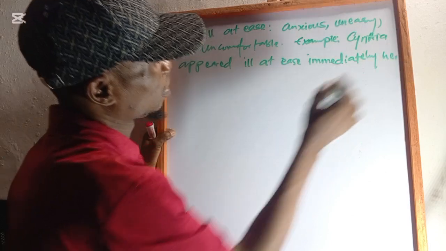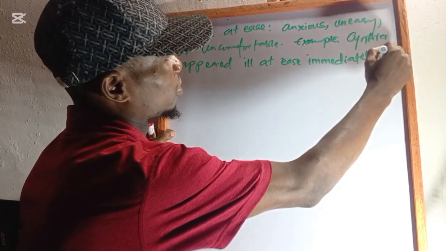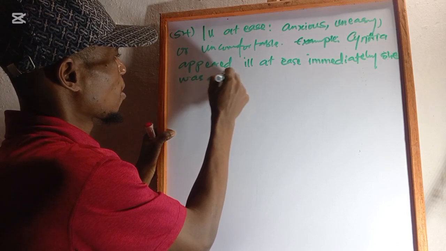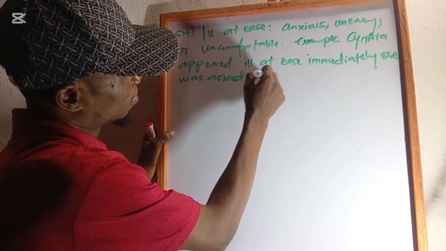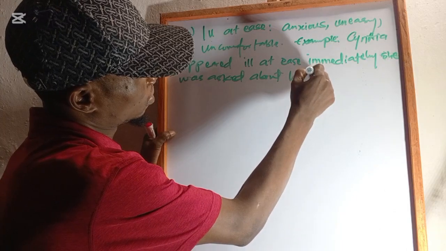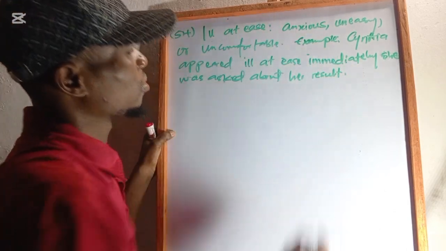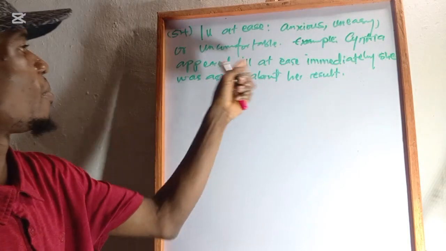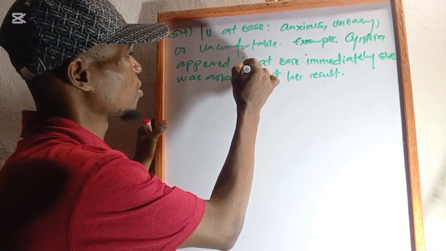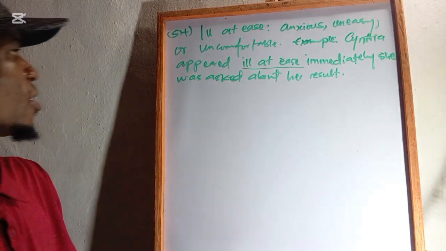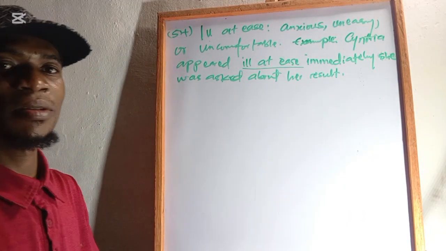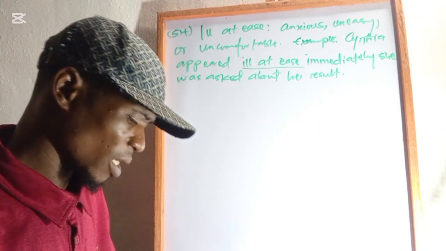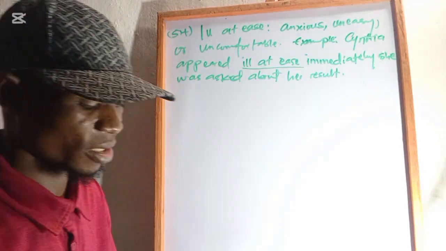Or, immediately she was asked about a result. Are you seeing it? So, example: Cynthia appeared ill at ease. Cynthia appeared what? Ill at ease. Immediately she was asked about her result.